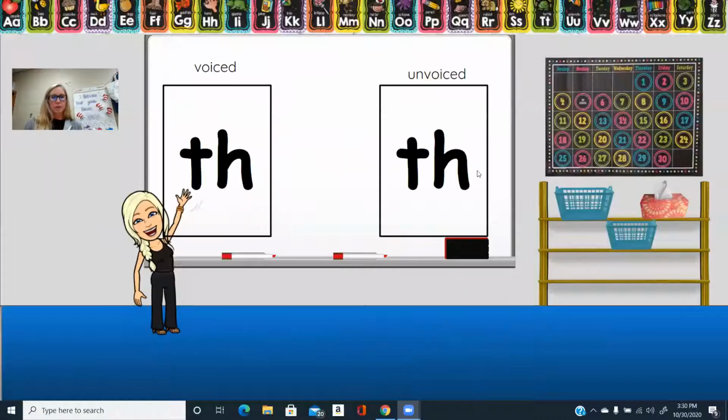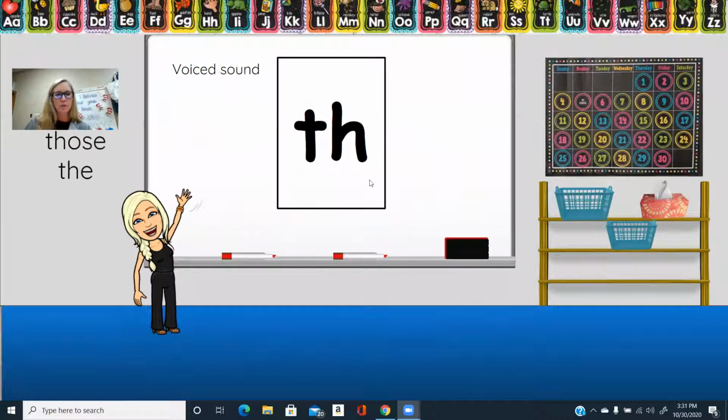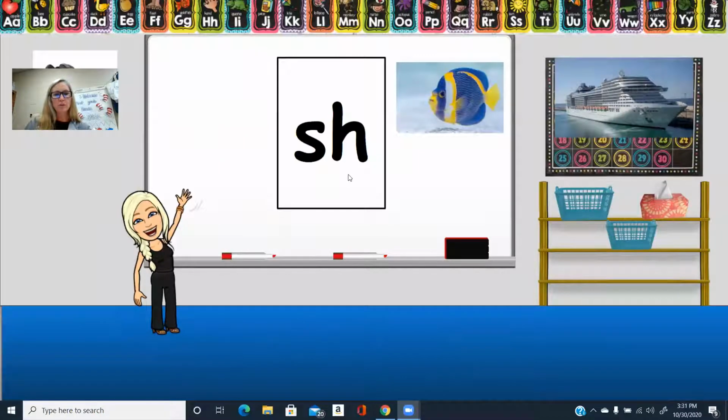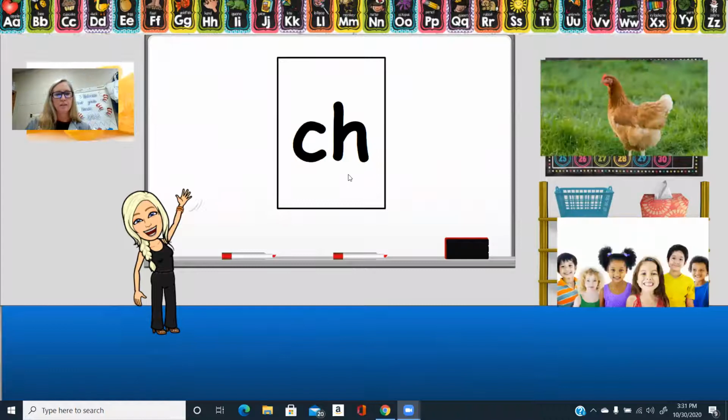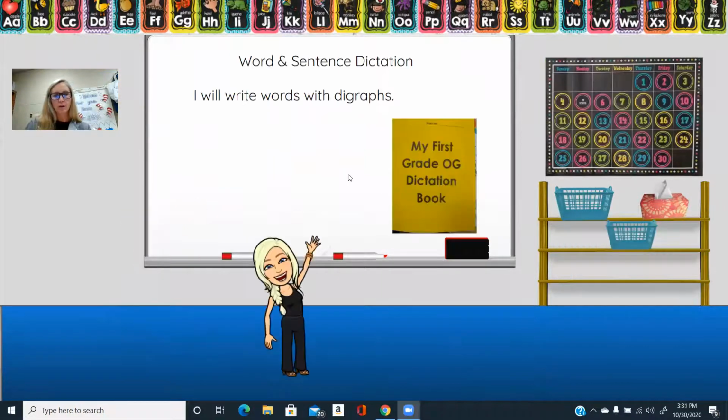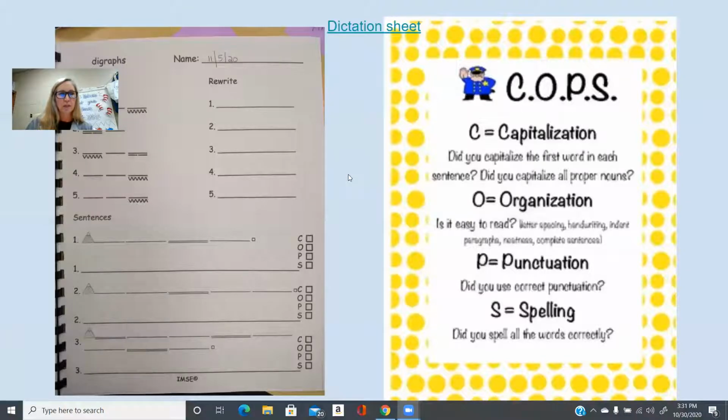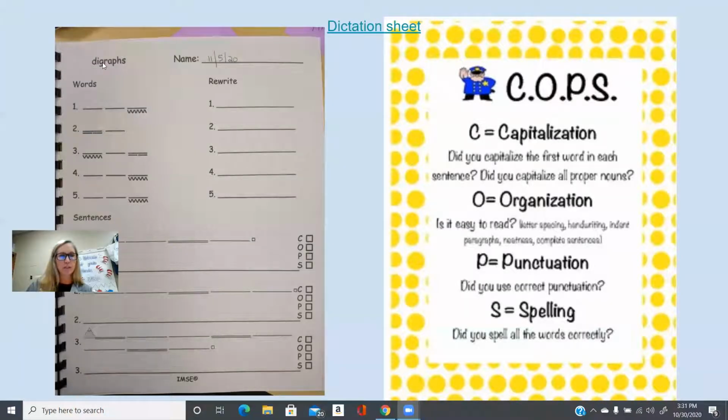All right. So remember this week, we've been focusing on TH, those digraphs. We've got voiced, which was V, and unvoiced, which was F. We also had SH. SH said shh, and CH, ch. All right, grab your word dictation book. We're going to start using those digraphs in our word dictation book. It looks like this. It says digraphs at the top. You see that at the top?